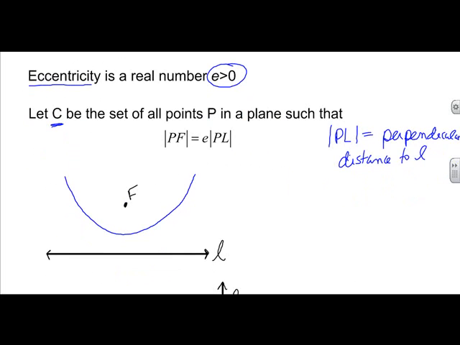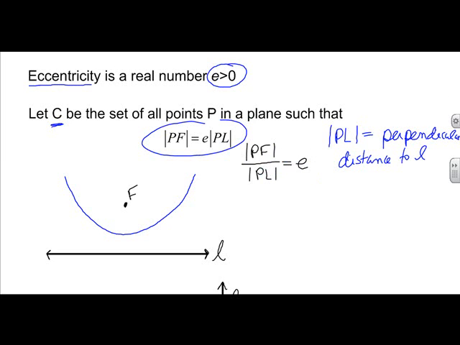Another way of looking at this relationship, and this I think is a little more useful, is the distance from P to the focus divided by the distance from P to L equals the eccentricity of the graph.